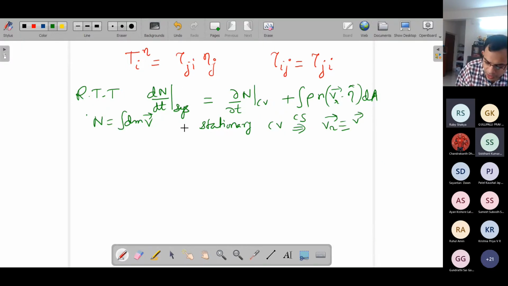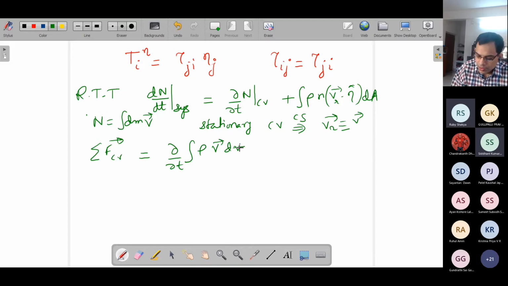So we are left with, in the left hand side, the rate of change of linear momentum of the system, which is the resultant force on the system, and in the limiting sense, that is the force acting on the control volume. You have to keep in mind that small n is capital N per unit mass, so that is the velocity v.